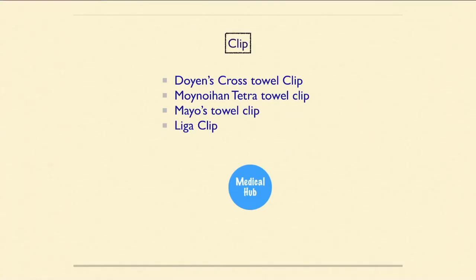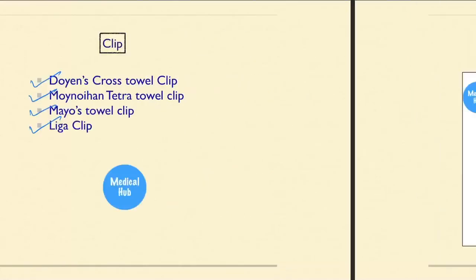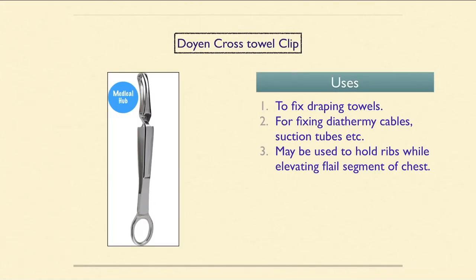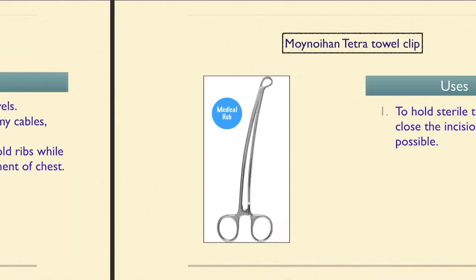Next we will discuss about the clip. So we will discuss Doyen's cross towel clip, Moynihan tetra clip, Myers towel clip, and Liga clip. So first one is the Doyen cross towel clip. So it is used to drape towels, for fixing diathermic cables, suction tubes, etc. And it also may be used to hold ribs while elevating flail segment of chest.